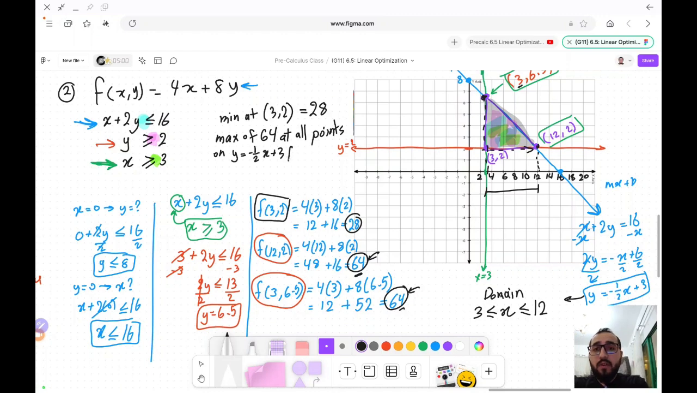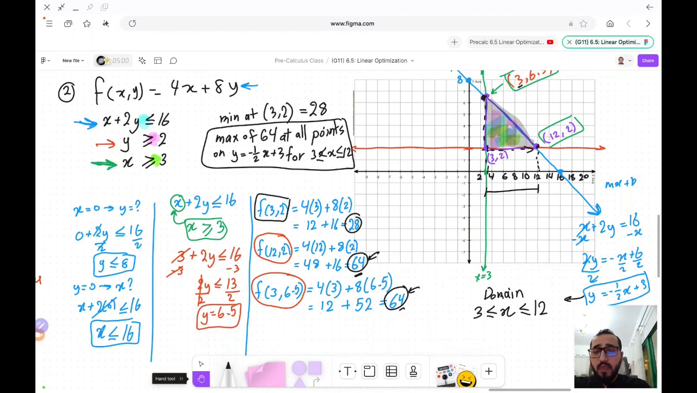Then for my domain, the domain is 3 less than x less than or equal to 12. So this is how you can represent it. Let me erase this one here. Okay, let me write it again here: 3 less than x less than or equal to 12. As you can see, this is how I can represent the maximum point if the maximum is equal for 2 points. The maximum of 64 at all points on the line negative half x plus 3 for x from 3 to 12. I hope you understand this one.